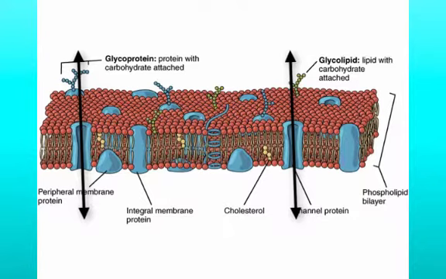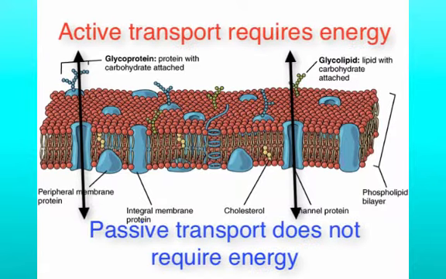The transport of materials across the plasma membrane will either happen without energy being used or it will require energy. If the transport requires energy or ATP, then the transport is considered active. If no energy or ATP is needed, the transport is considered passive.